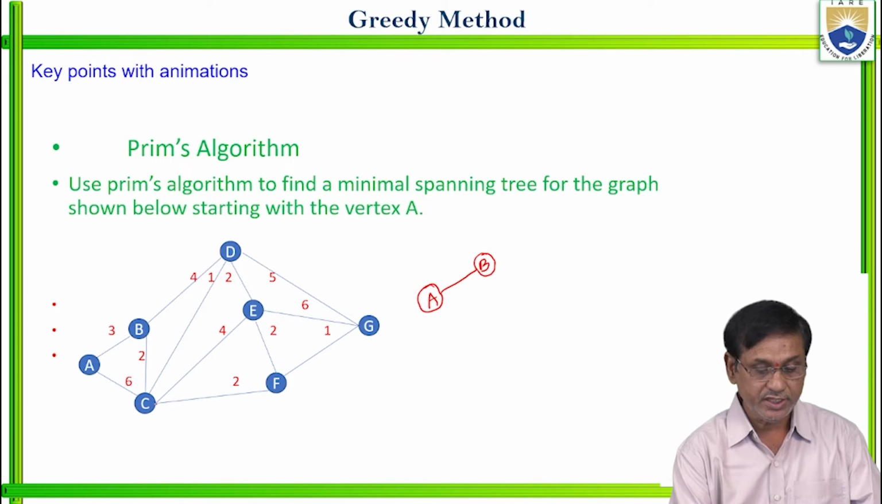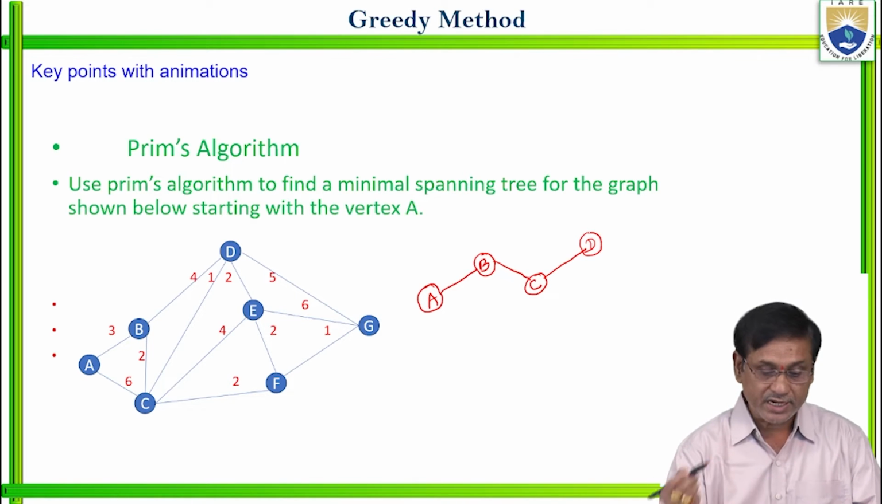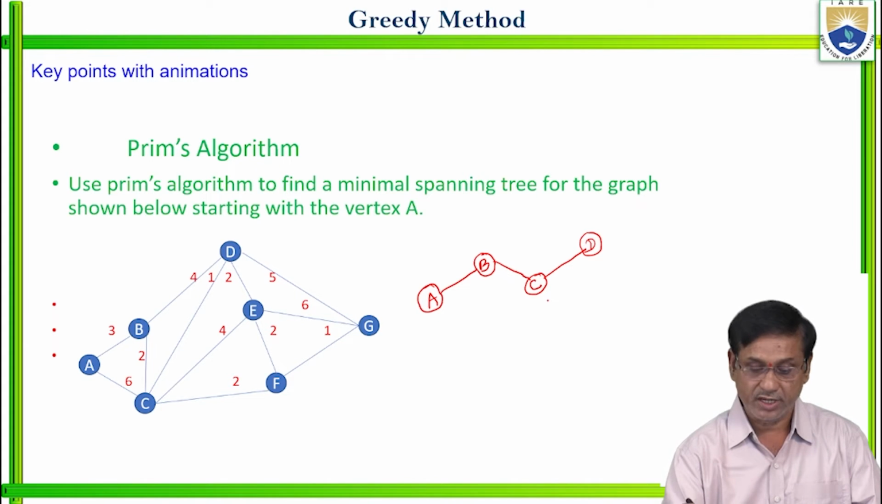So the vertex C is nearest to B. So draw a solid line between B and C. Next, select a vertex nearest to A or B or C. Now vertex D is nearest to C. Draw a solid line between C and D. Next, select a vertex nearer to A, B, C or D.